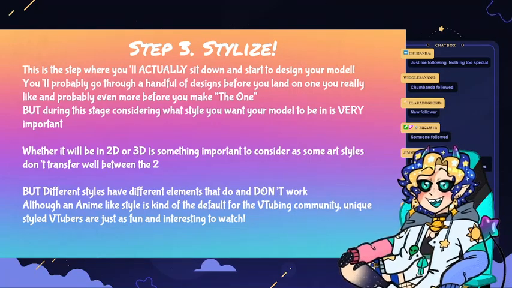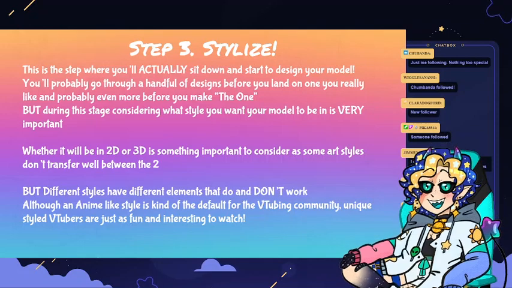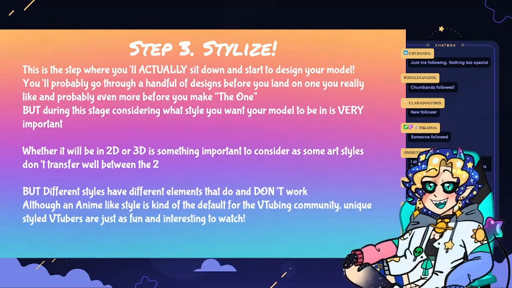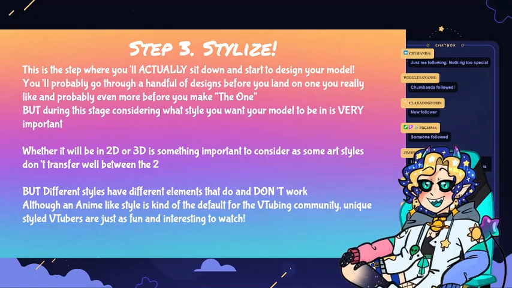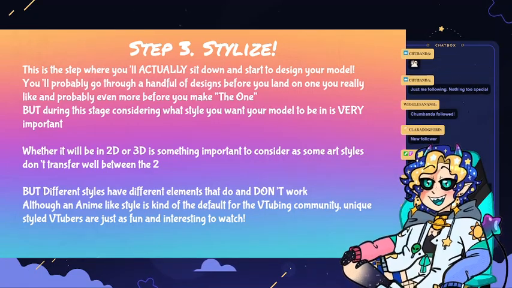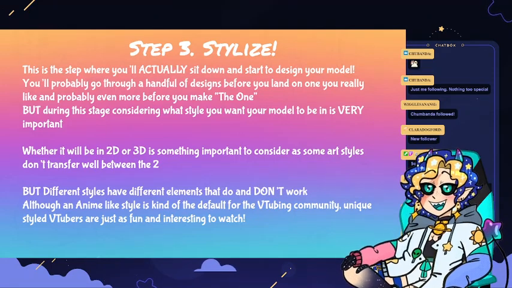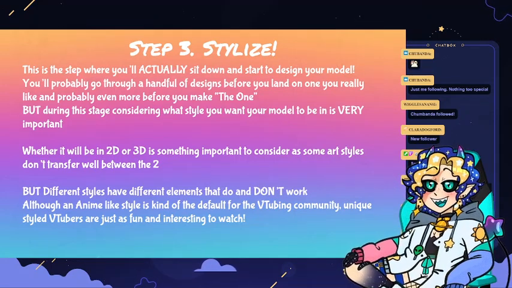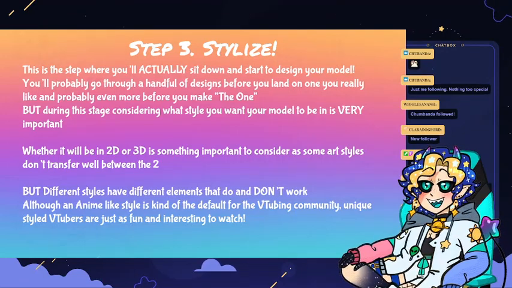Everyone has their own unique style. But this is the third step where you take the bones and the bits that you've gotten together so far, and you actually sit down to start figuring out what your version, what your design is going to be. So this is where you have to figure out not just the style that you want your model to be in, but also the style of how you're going to go about this.